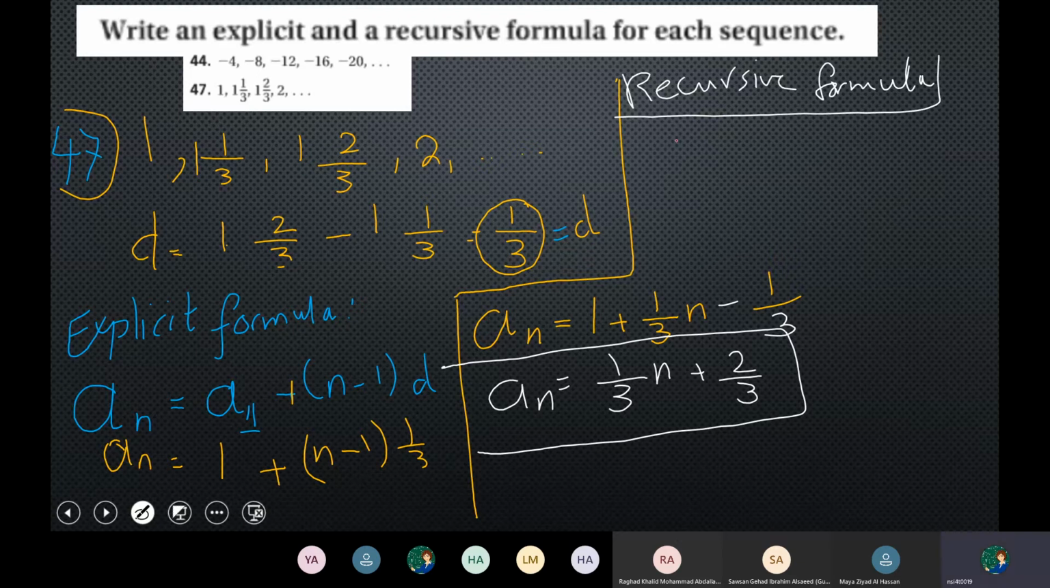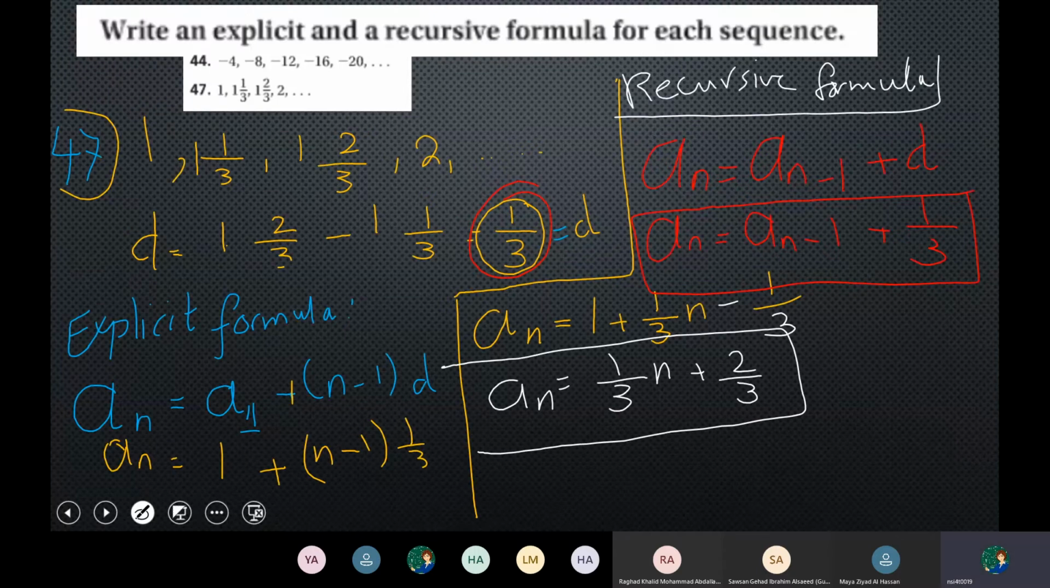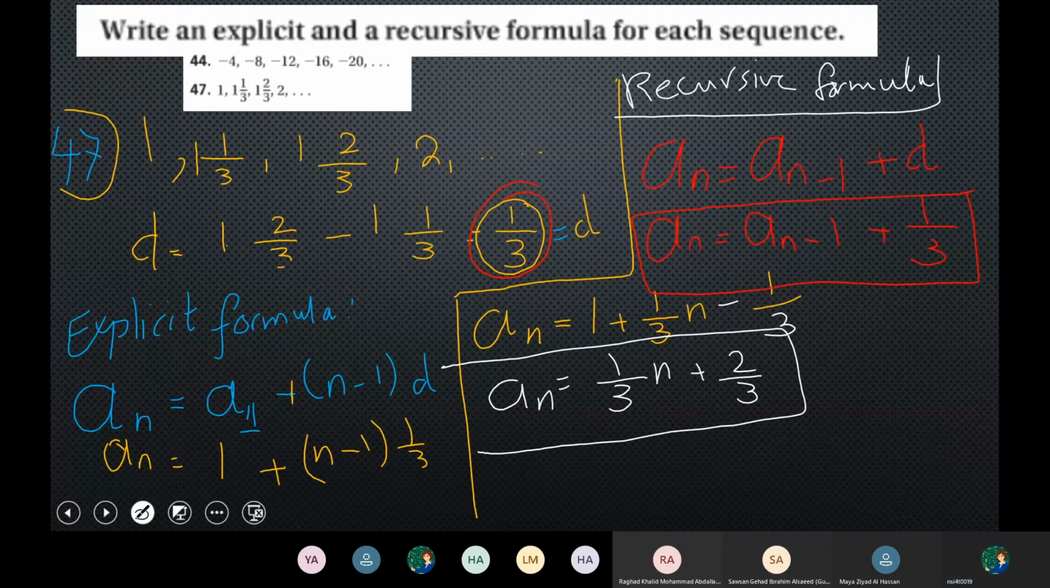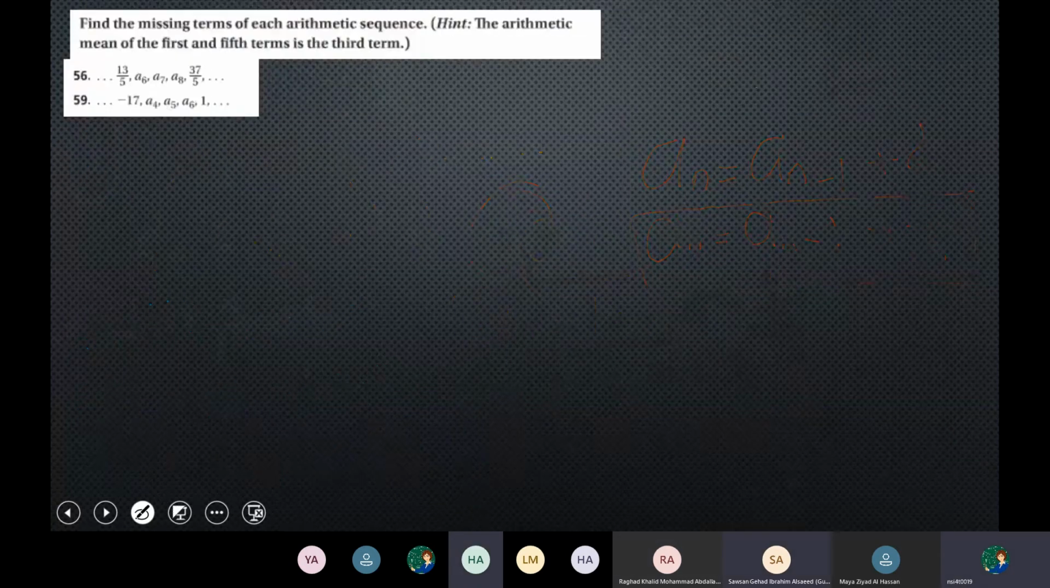The recursive formula is A sub n equals A sub n minus 1 plus D. Where D is 1 over 3. This was the recursive formula. Now, before going to 56, do you have any question here? No. Okay, now find the missing terms of each arithmetic sequence.